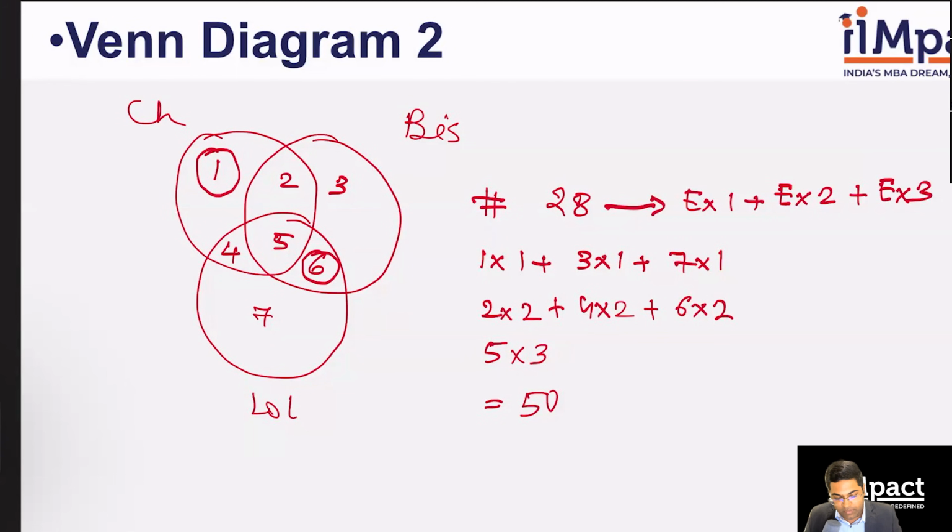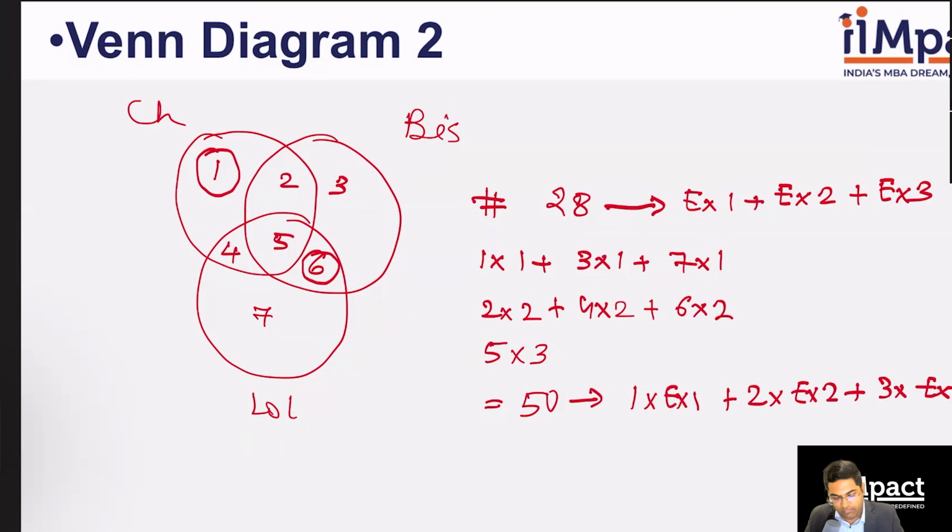Whereas if I had to figure out the number of items which are sold, or it could have been the number of votes which have been put, or anything else, right? We got 50, which is nothing but 1 into exactly 1 plus 2 into exactly 2 plus 3 into exactly 3. Agreed? I know it's very basic, but it's important that we understand this, right?